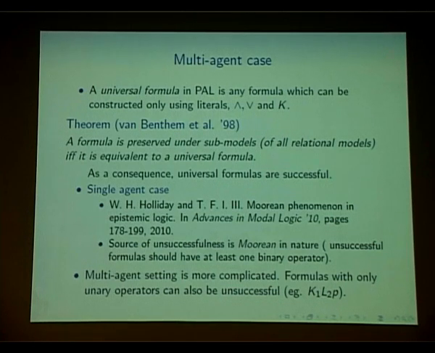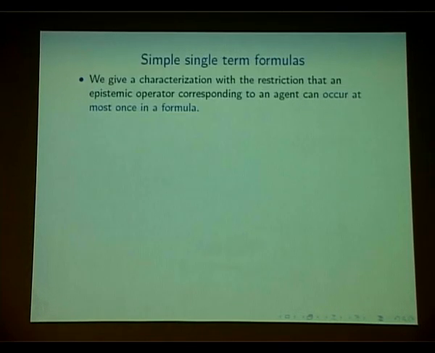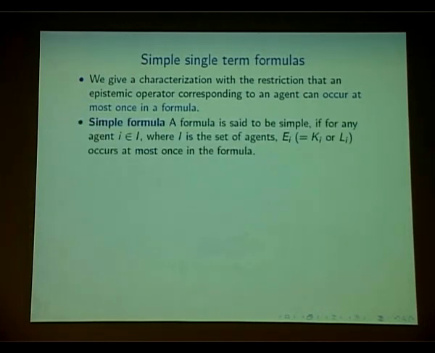And we found that if you impose the restriction that any epistemic operator corresponding to an agent can occur at most once in a formula, then you can give a characterization. So we call those formulas simple formulas. So simple formulas are those formulas where the epistemic operator corresponding to an agent occurs at most once.